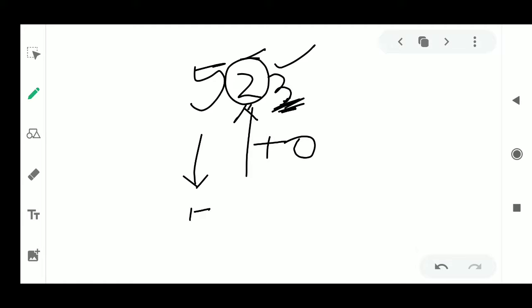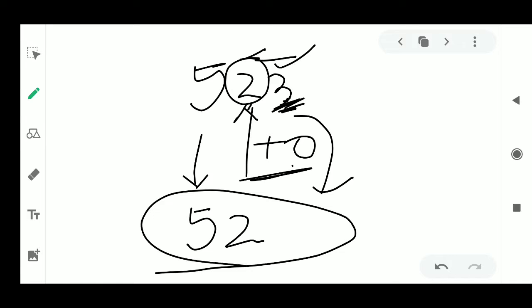5 exactly will come, 5 plus 0, sorry, 2 plus 0 is 2, and this is the right side of the circle, so this became 0. So your round up is 520. So likewise you can do round up to the nearest 10 of any number.